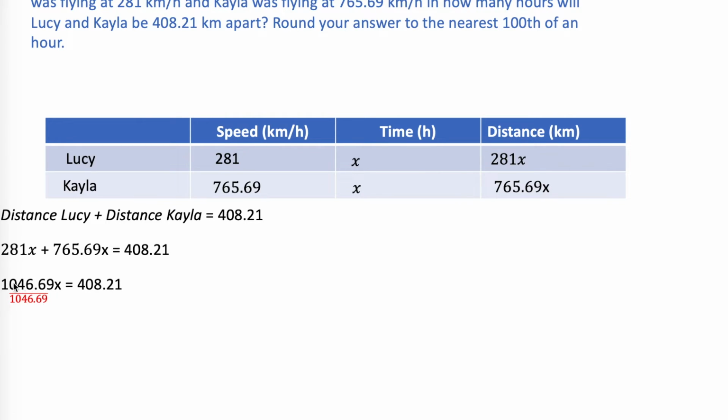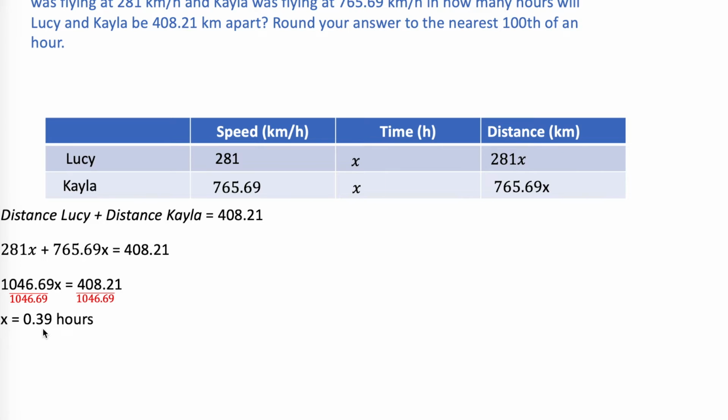You always do the opposite. We're multiplying by that number, so I divide by the same number. But if I divide the left-hand side, I also have to divide the right-hand side to keep the equation balanced. Once they cancel, we end up getting x is equal to 0.39 hours. And we can answer that. That's our answer. It's totally fine.